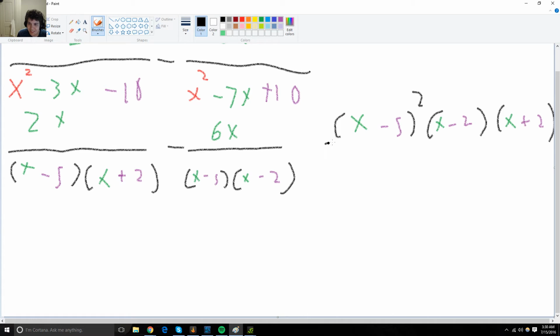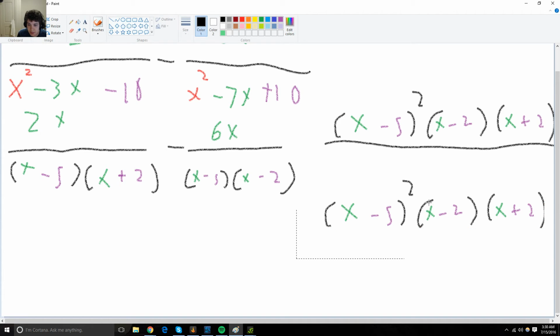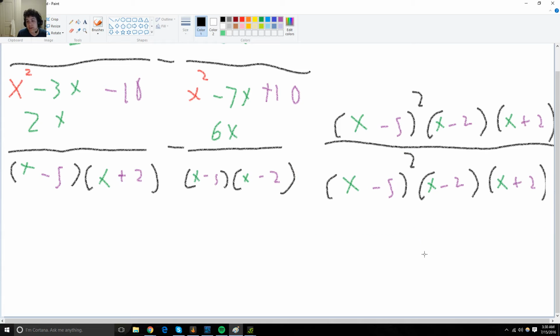I'm gonna use a little MS Paint trick here, a little insider knowledge. Just go like that. I'm gonna copy it, paste it. Oh, who's a genius? Me, because that's what it is. The reason you're able to do this is because that's just 1. Something over itself is 1, but we want a common denominator. So, cool.